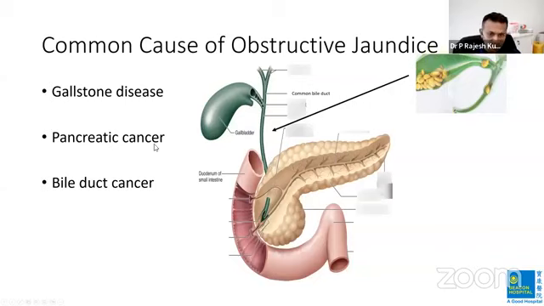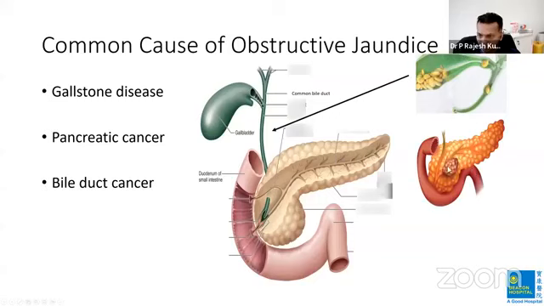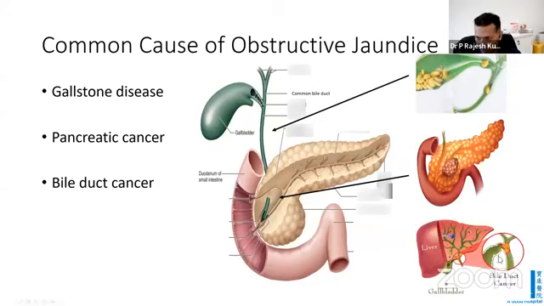Number two, pancreatic cancer. Cancer in the pancreas here. Can you see this? So we know the pancreatic duct and the bile duct are close to each other. So if there is a cancer here, the cancer will block the bile duct as well, causing obstruction to flow. And finally, bile duct cancer. If there's a cancer within the bile duct, the blockage can be anywhere along the bile duct, causing disruption to bile flow and making the person yellow.